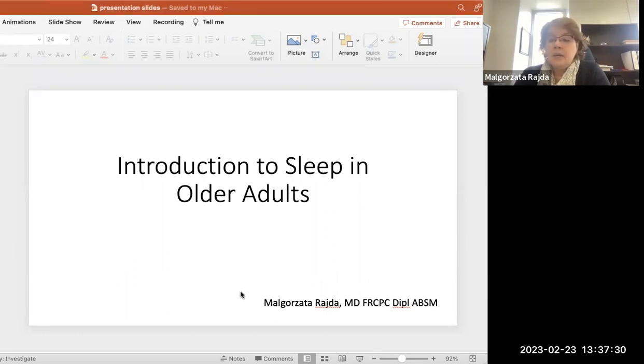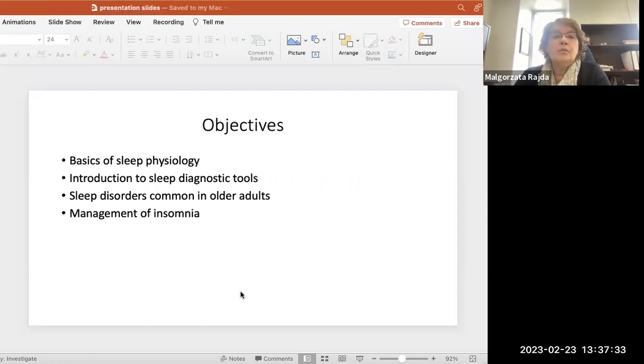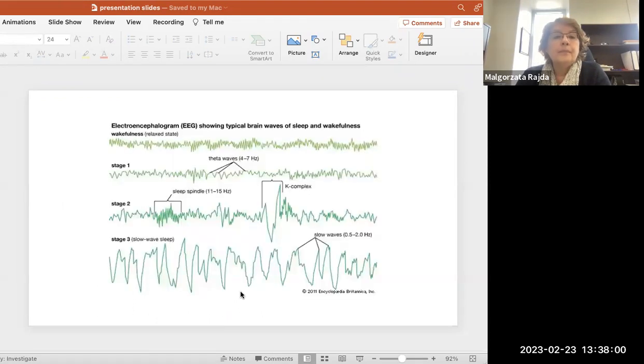So my intent today is to touch on the very basics of sleep physiology. I will spend a little bit of time talking about the sleep diagnostic tools, and then we will move on to sleep disorders that are common in older adults. And finally, I will talk about insomnia and its management, as I think this is something that most of you will have to deal with at some point in your career.